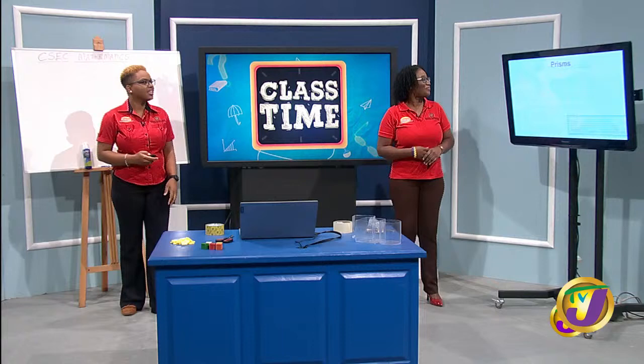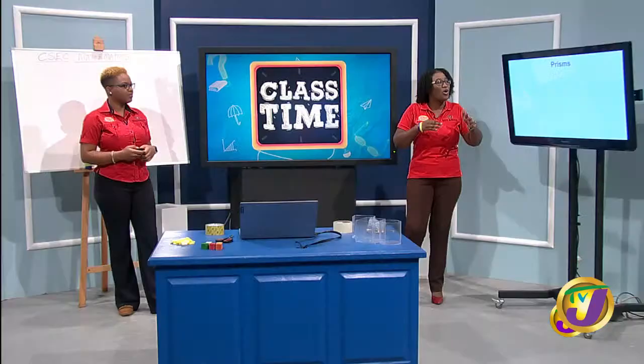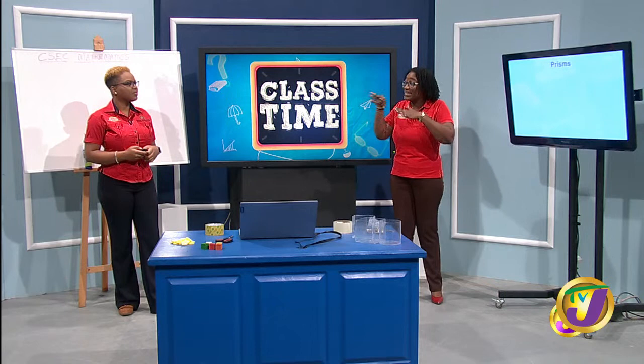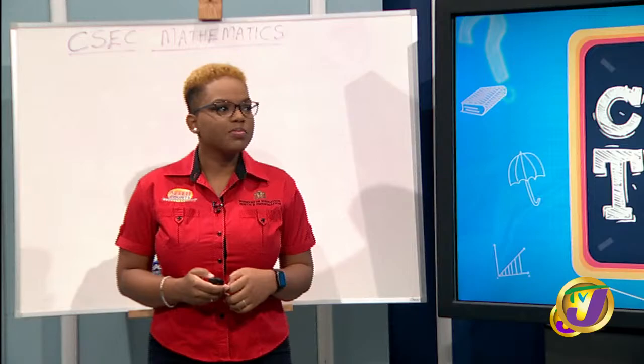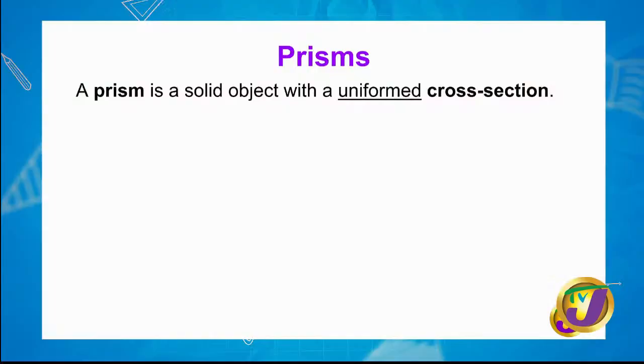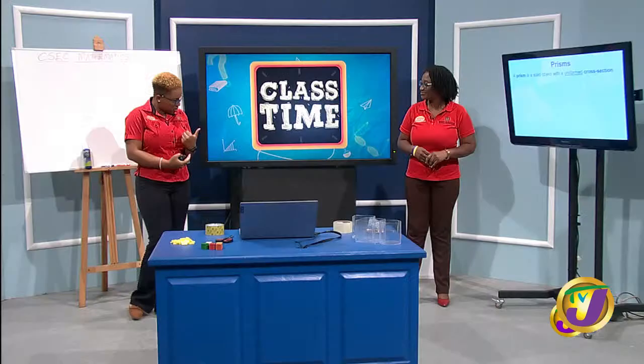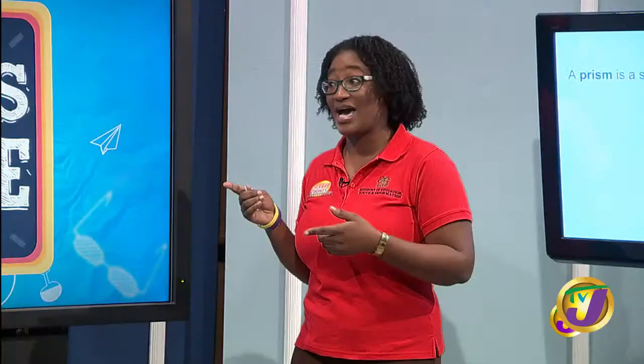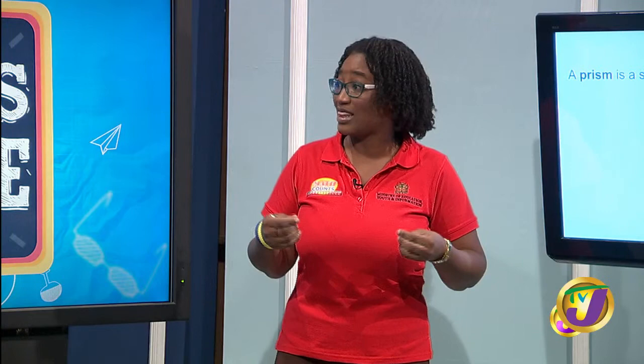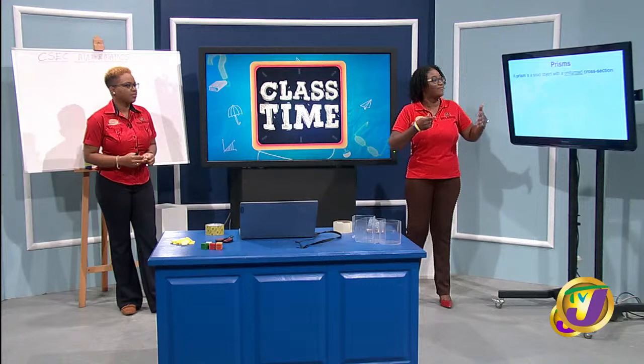We're also talking about prisms. We are. I don't know if our students are so familiar with the term prism, so we want to talk about what a prism is and how we go about identifying prisms. All right, no problem. When we talk about prisms, we're talking about a solid object with a uniform cross-section. And when we talk about uniform, we're not talking about your and my shirt or a school outfit.